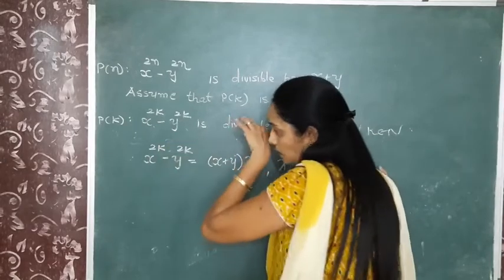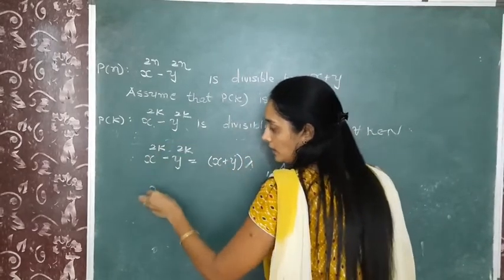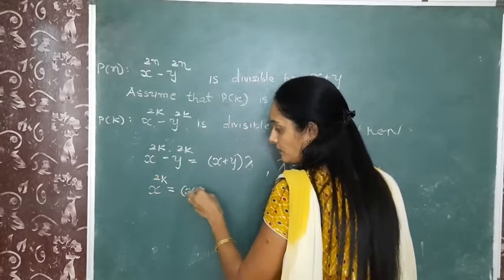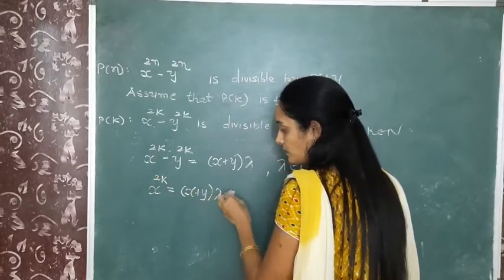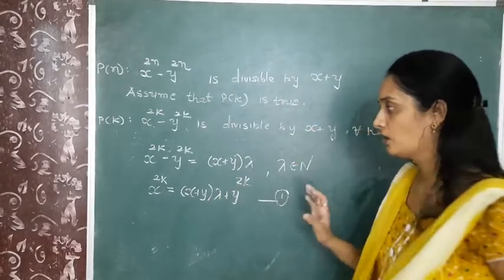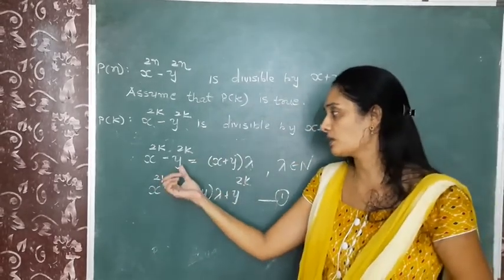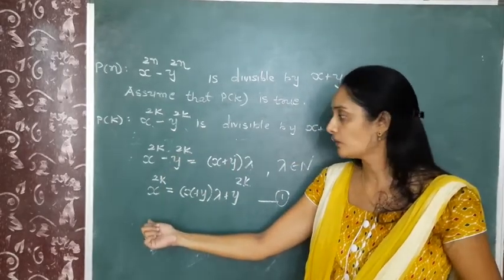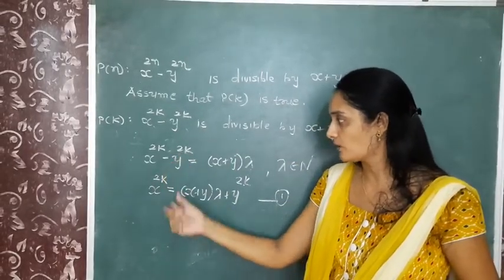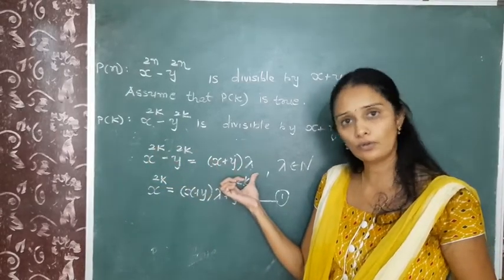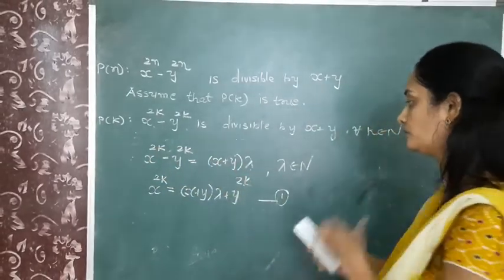Now we make x raised to 2k the subject. So x raised to 2k is equal to x plus y into lambda plus y raised to 2k. Result number 1. Not necessary, you can also make y raised to 2k the subject. Then you have to write y raised to 2k is equal to x raised to 2k minus x plus y into lambda.